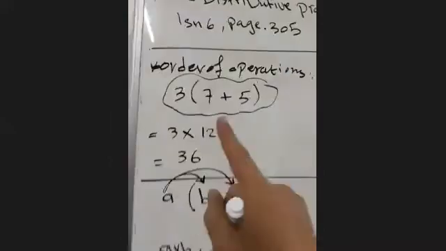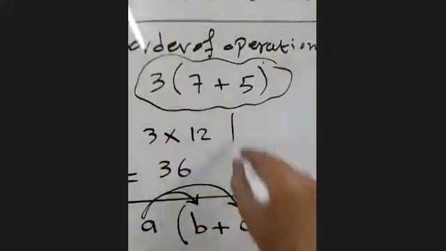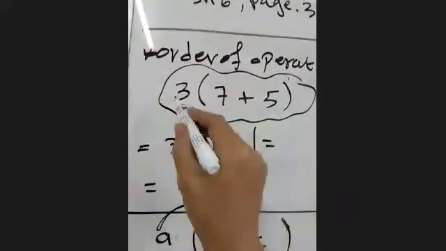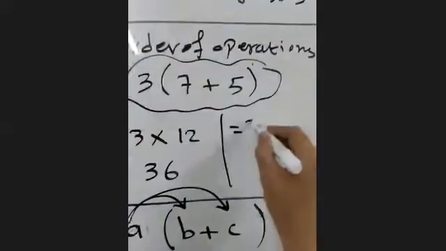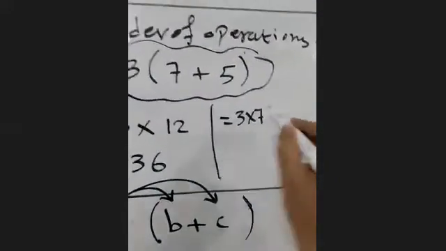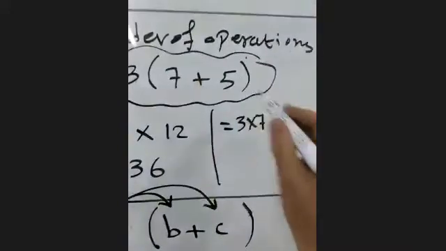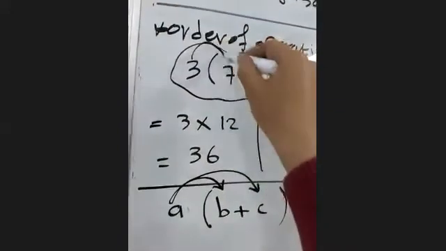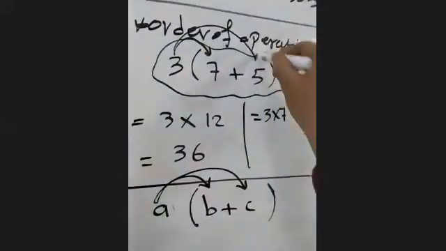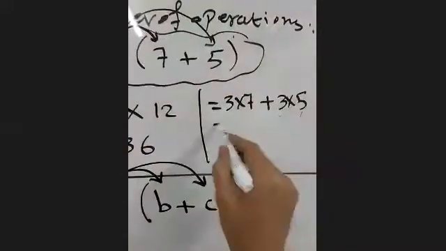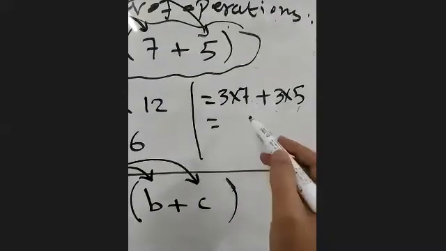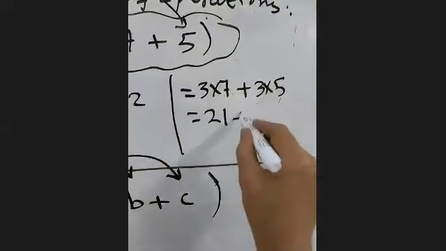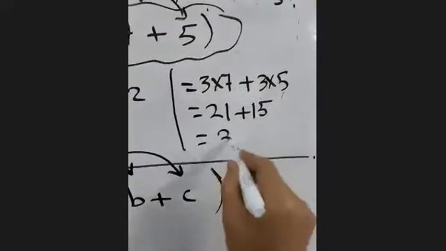Let's go back to this example and apply it. We say 3 multiply 7 plus 3 multiply 5. I distribute the 3 on 7 and 5. So this is equal. We do multiply, then we add, order of operations: 21 plus 15, which is 36.